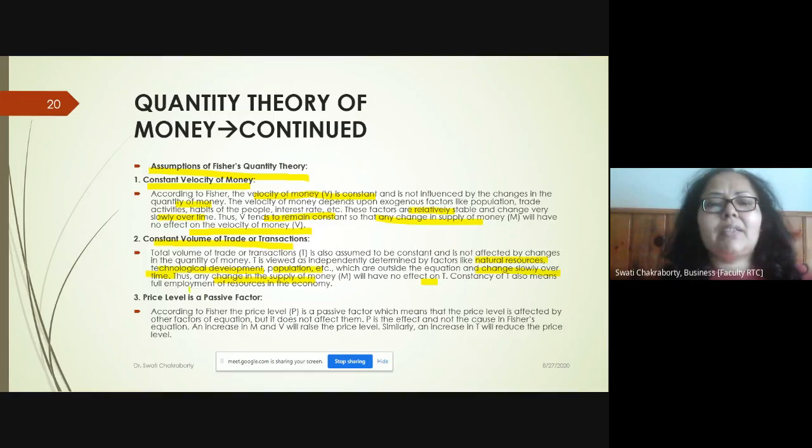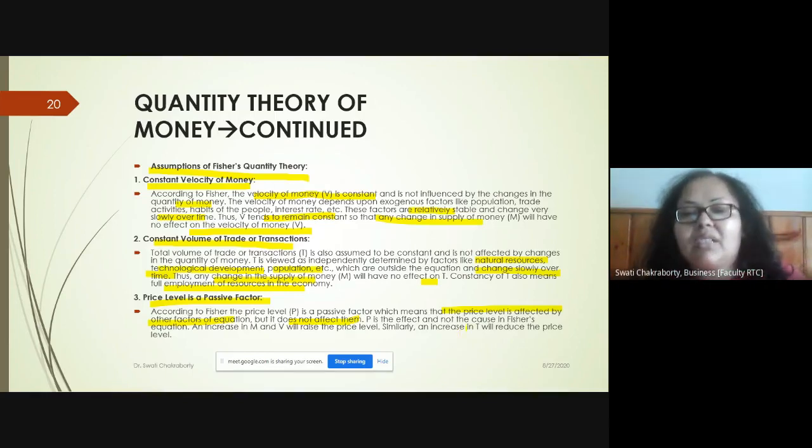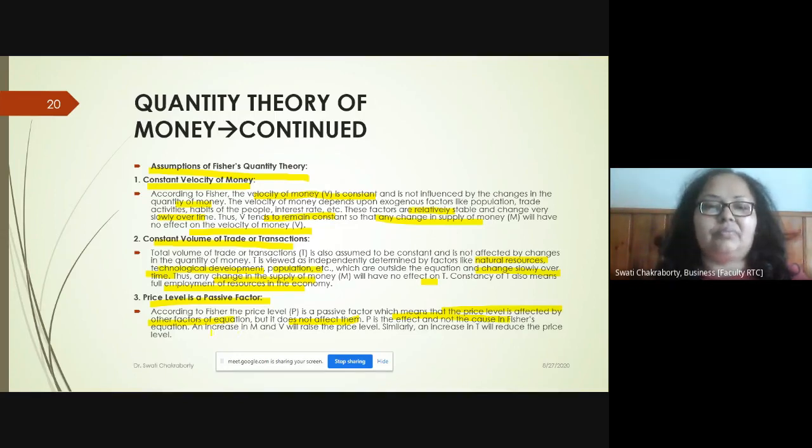T being constant also implies that there is full employment of resources in an economy. The third assumption is that price level is a passive factor. Passive factor means that price level is affected by other factors of the equation, but it does not affect them. It gets affected, but it does not. So it's passive, it's not active. P is the effect and not the cause in Fisher's equation.